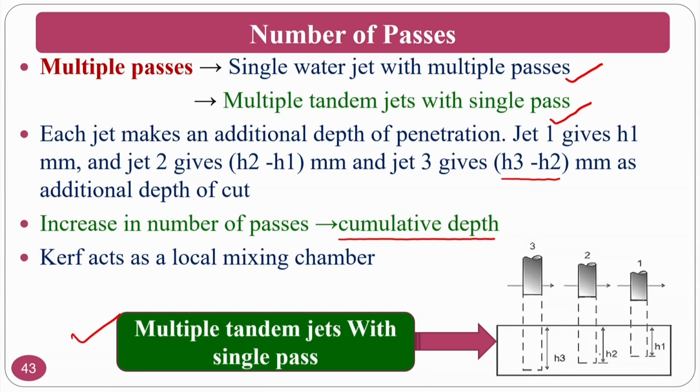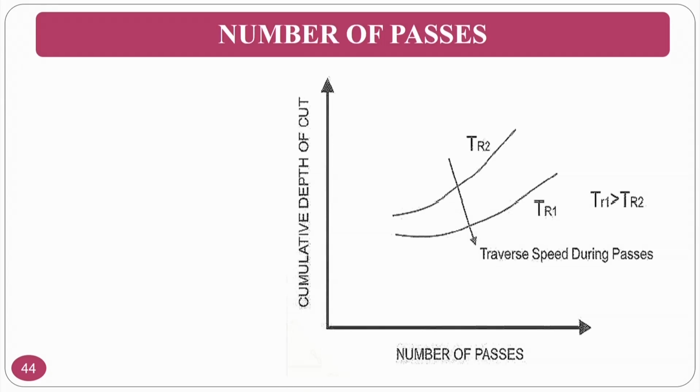So, you can see H1, H2, H3 is the depth with respect to jet 1, jet 2 and jet 3, as explained above. As the number of passes increases, cumulative depth of cut obviously will increase. And if you see the traverse speed, if the traverse speed is high, what will happen? It has insufficient time to cut the material. That is why if the traverse speed is very high, TR1 is greater than TR2. In that circumstance, in this TR1 case, the nozzle is moving at a faster rate, so it has insufficient time to cut.